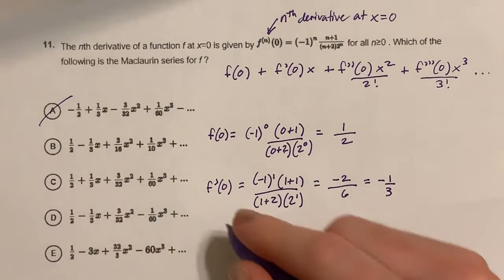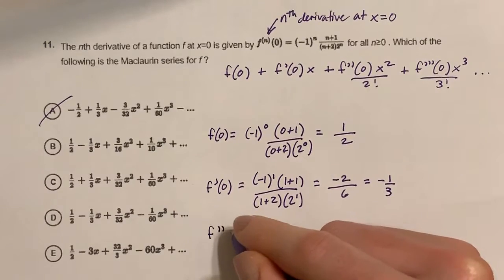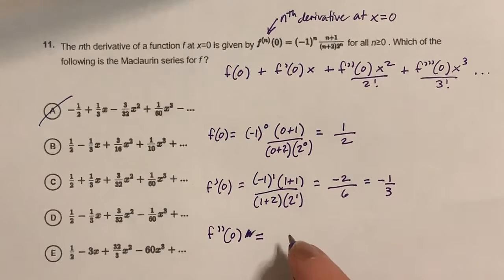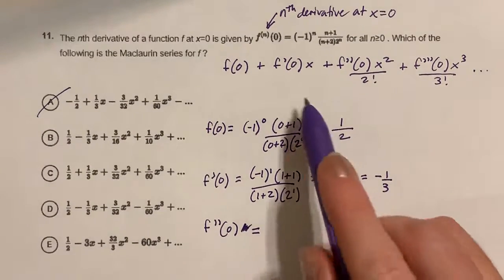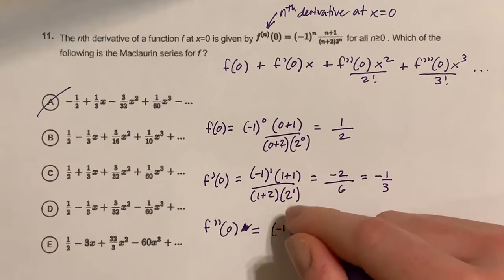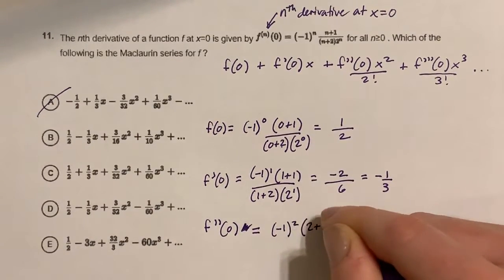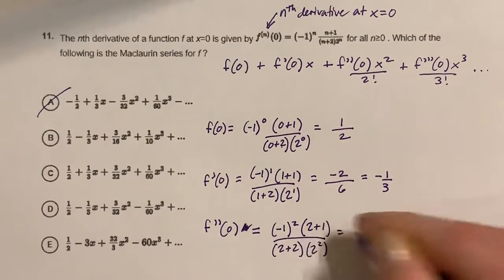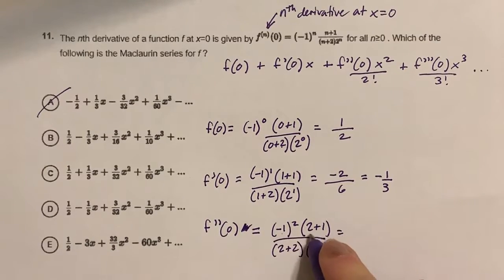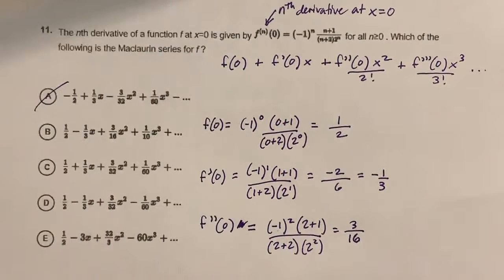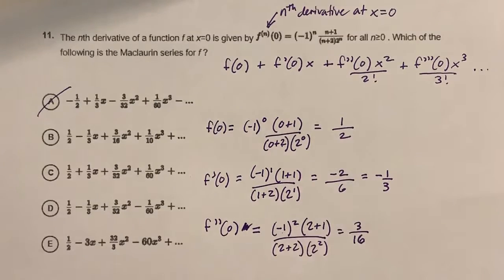All right. I need my second derivative. Sorry, that should be an equal sign. My second derivative, I'm going to plug in n equals 2 to my derivative equation. So I have negative 1 squared, 2 plus 1, 2 plus 2 times 2 squared. If I simplify that, that's going to be 1 times 3. 4 times 4 is 16.